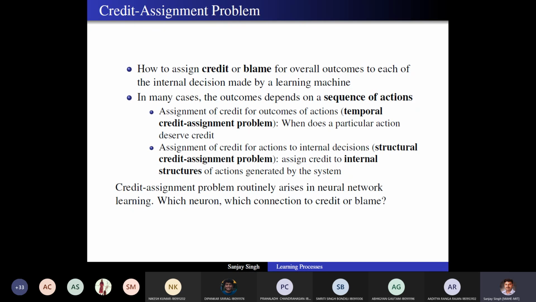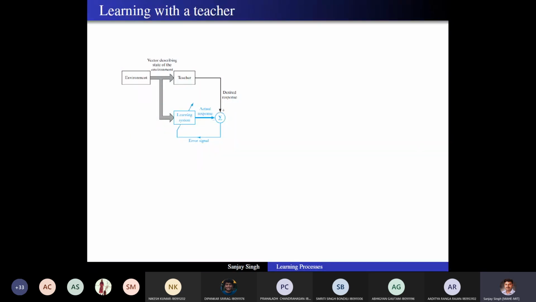This credit assignment problem also routinely arises in neural networks, and simply put, it asks which neuron or which connection to credit or blame. When I say credit or blame, is there any way to reward, using some sort of rewarding or punishing function? Basically with the reward function, when the value changes accordingly, credit or blame happens.